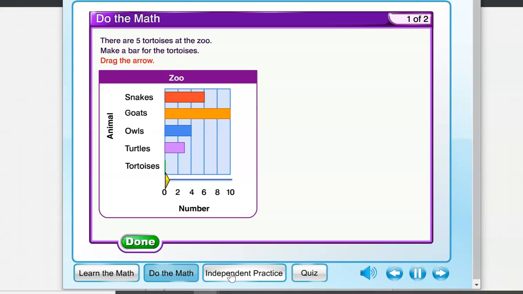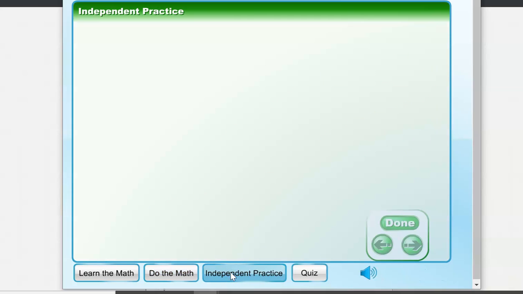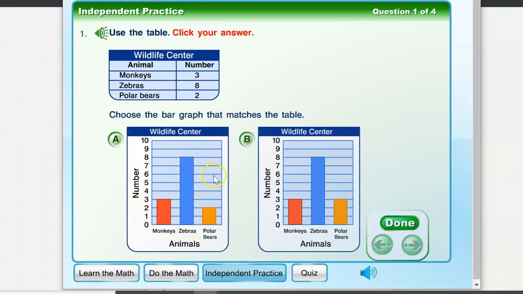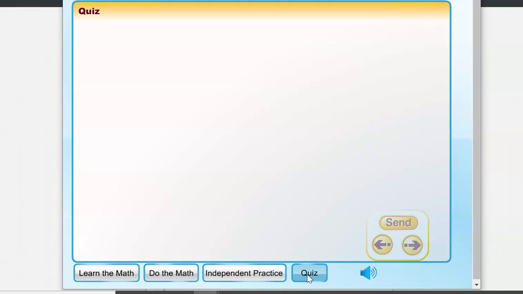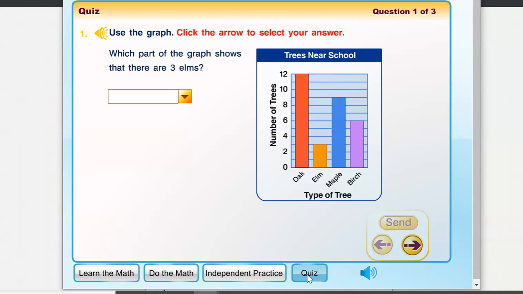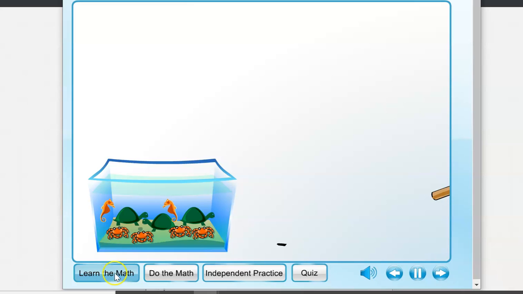Okay, and then you're going to do the independent practice portion of it. Use the table. Click your answer. And then at the very end, you have the quiz. Use the graph. Click the arrow to select your answer. All right, so when you're finished with all of these, George is making a bar graph of the sea.